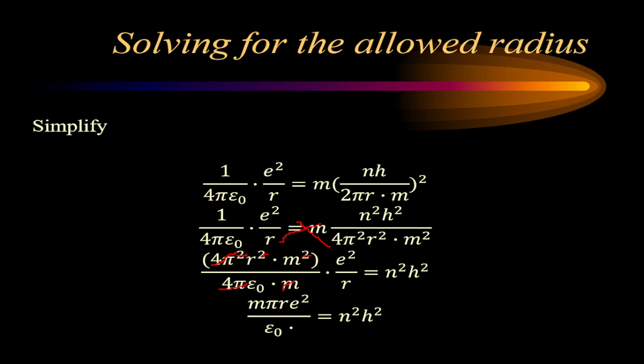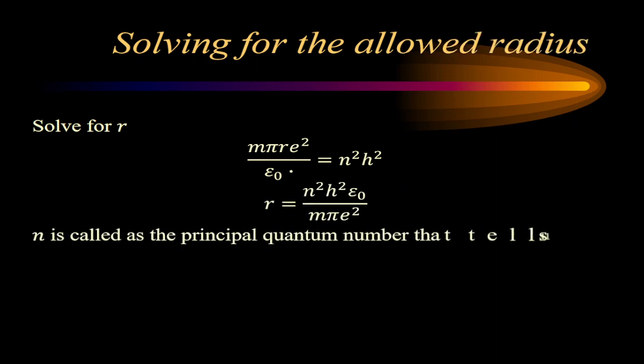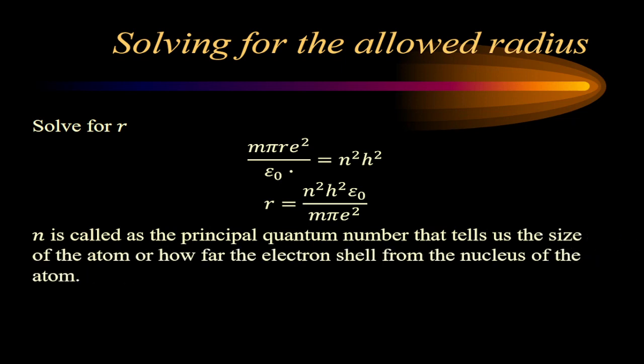Now you can solve for the radius by cross multiplying again. So we multiply that, and what we end up with is this formula: r is equal to n squared h squared times the vacuum permittivity all over the mass times pi times the charge squared. Here, n is called the principal quantum number that tells us the size of the atom, or how far the electron shell is from the nucleus of the atom.